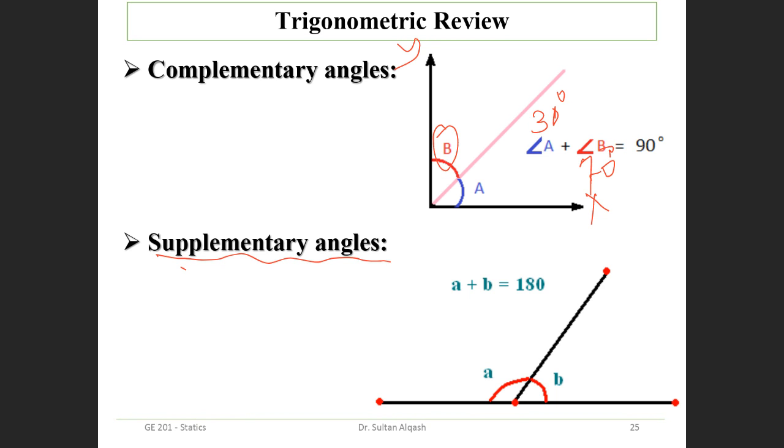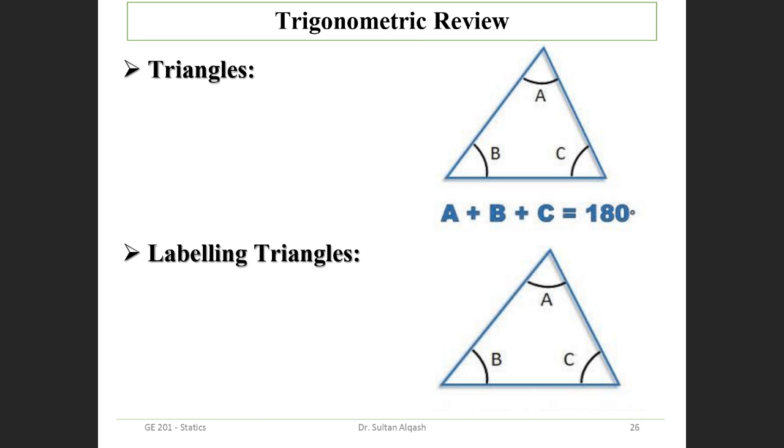Supplementary angle, so 180, right? If I know B, the angle here, let's say this is 30, and I want to find A, it is 180 minus 30, and I can find the supplementary angle. Easy, simple. Here is a triangle, right? You know the summation of all the angles inside any triangle is 180. It's simple. We know the labeling, this is A, B, C, this is how we label it, right?